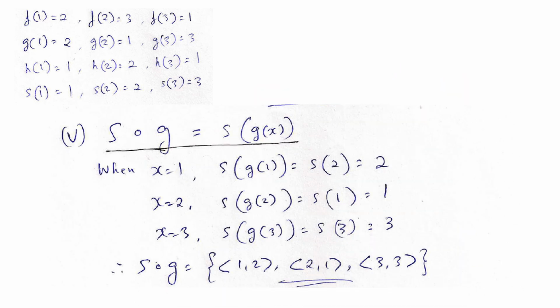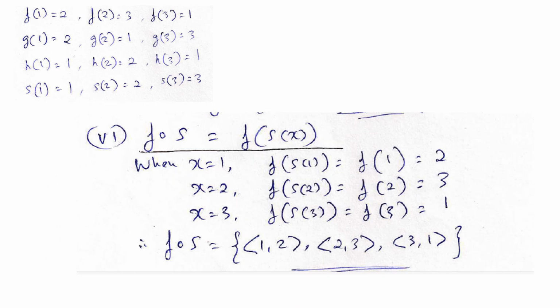See, fifth one is s composition g. s composition g is s of g of x. So here x is equal to 1, x is equal to 2, x is equal to 3. So the same procedure is repeated. Okay. So it's very easy. So last one you see, sixth one is f composition s. So f composition s is f of s of x. See, same method. So x is equal to 1, x is equal to 2, x is equal to 3. So same way you go ahead with this. Okay, then you will get this finally.